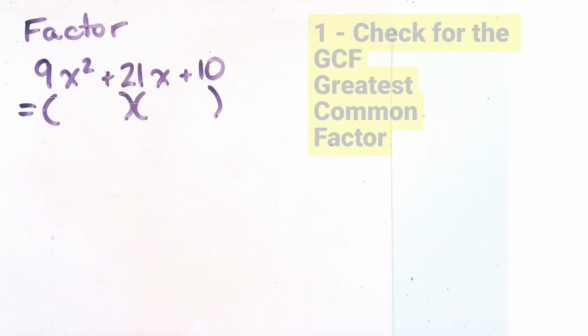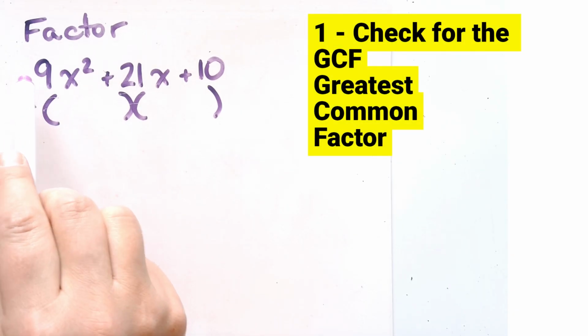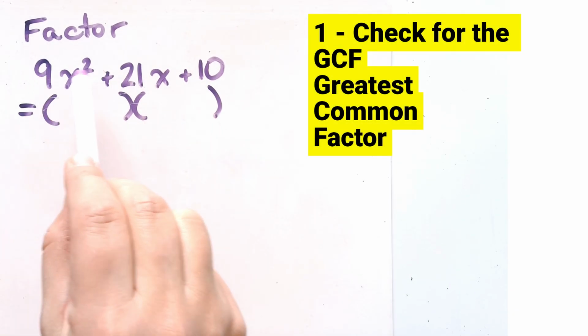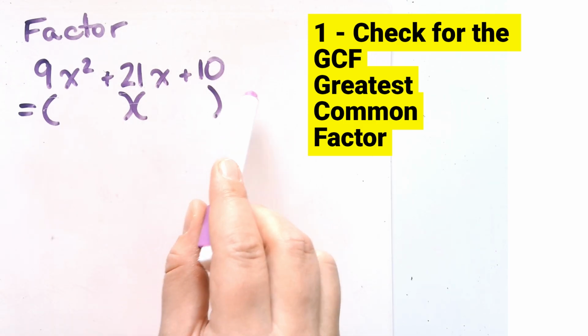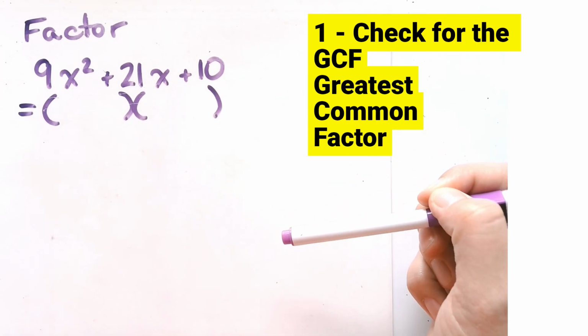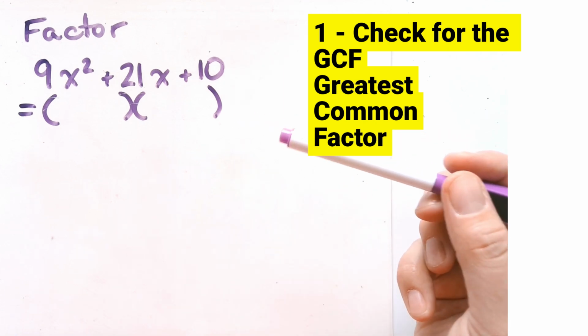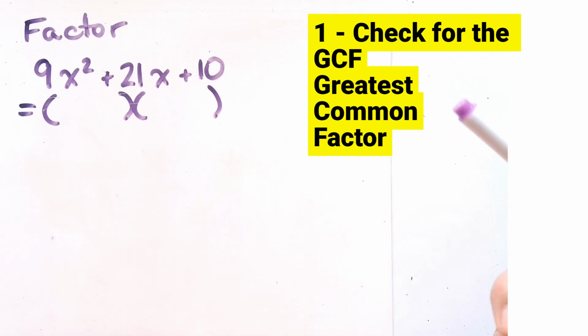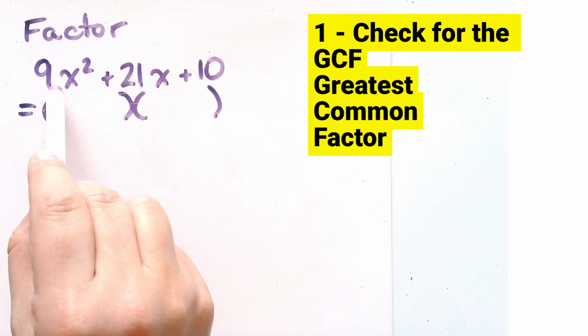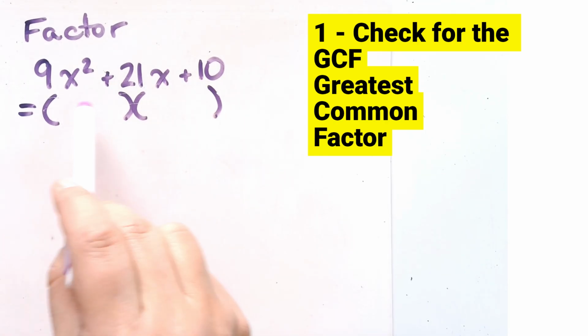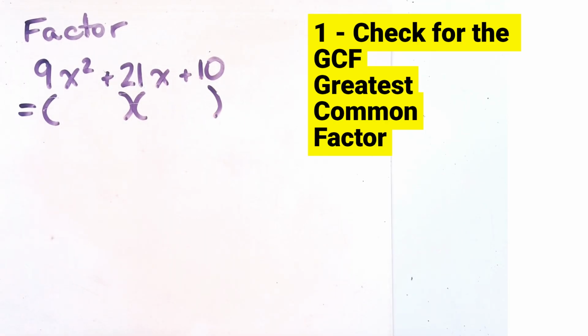Let's go. So the first thing you always need to do is check if you have a greatest common factor amongst these terms, because if you do have a greatest common factor and you don't factor it out, first of all, you're giving yourself a lot of extra work, and secondly, your answer will technically not be fully factored, which is a problem. So in this case, I have 9x squared plus 21x plus 10, and I don't have a greatest common factor amongst all three.